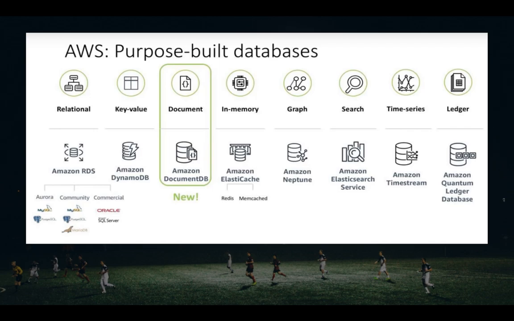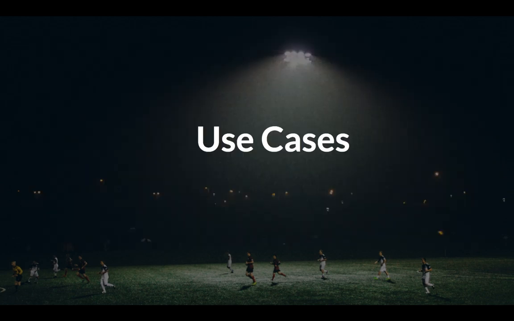For search, as we know, the fastest or the open source search engine which we have right now is Elasticsearch. So Amazon also provides Elasticsearch as a service on their platform. For time series, they have Amazon Timestream. For ledger management, they have Amazon Quantum Ledger Database. So today we are going to see how document DBs work, and specifically we are talking about MongoDB. So let's see some of the use cases.